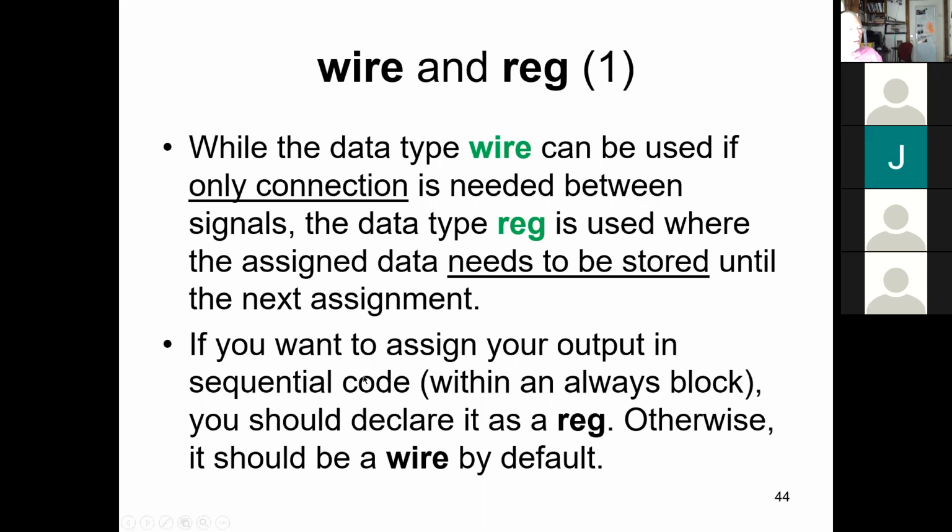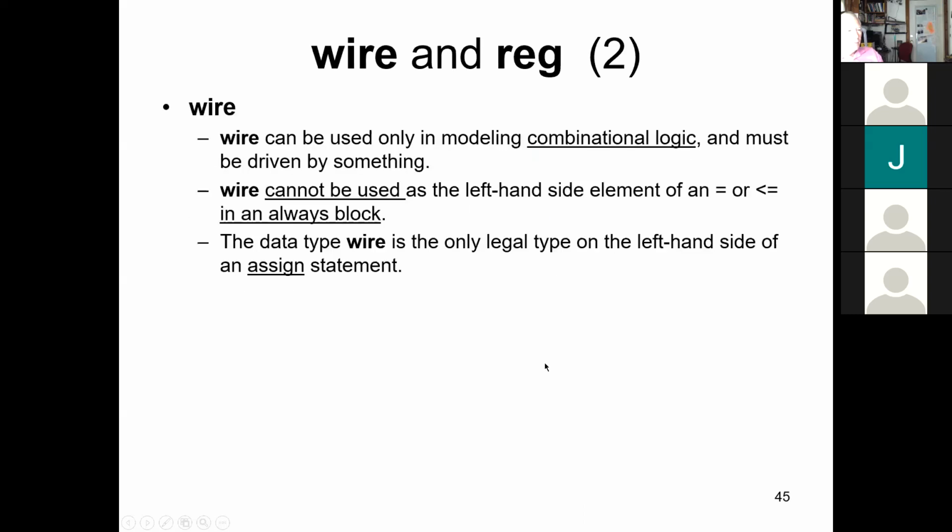So if you want to assign your output in sequential code within an always block, not that you should declare it as a register, you must declare it as a register. And the reason for that is it's going to be on the left-hand side in an always block, it has to be a register. And if it's going to be on the left-hand side in an assignment statement outside of an always block, it has to be a wire. So wire can be used only in modeling combinational logic and must be driven by something. Wire cannot be used as the left-hand side of an equal or less-than-equal in an always block.